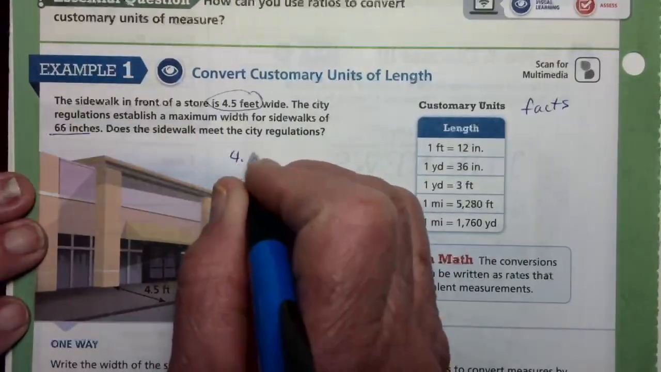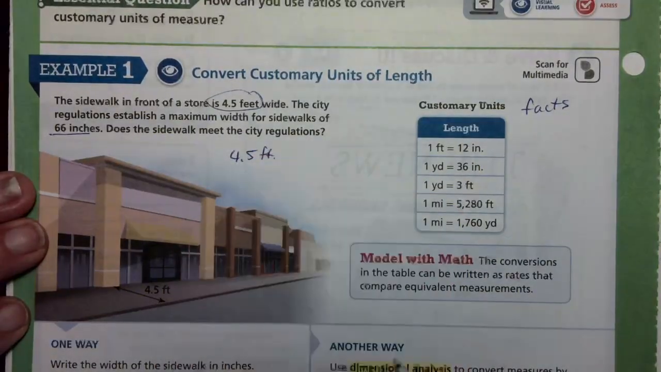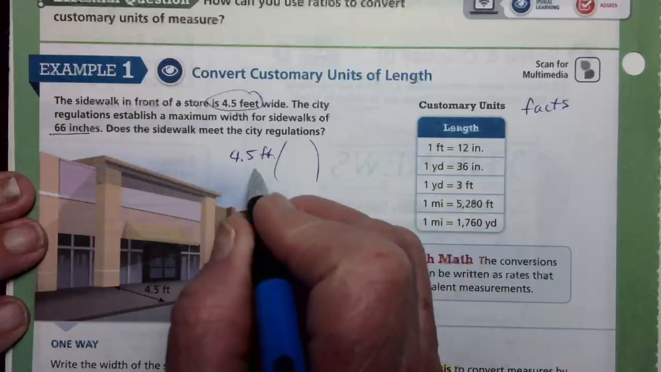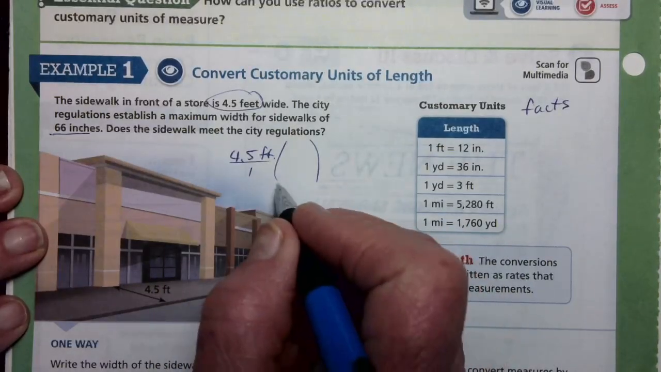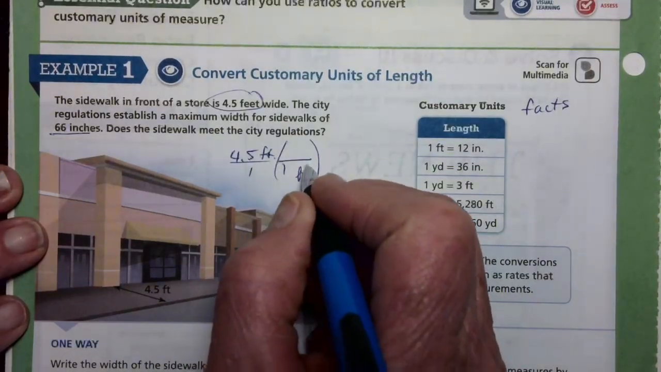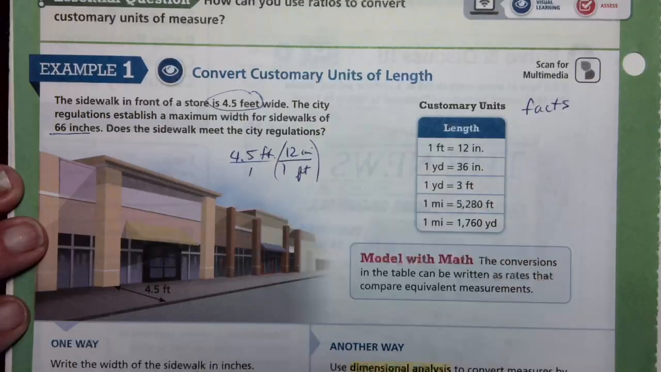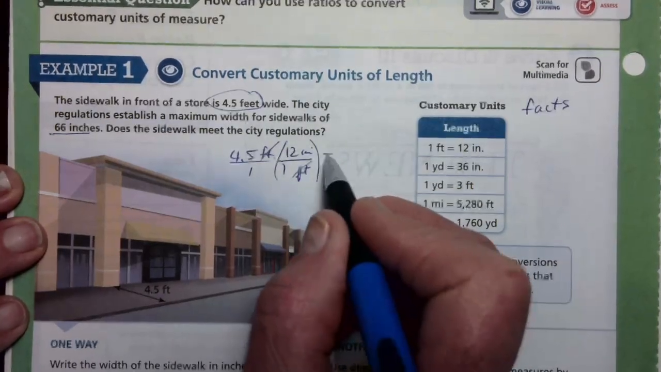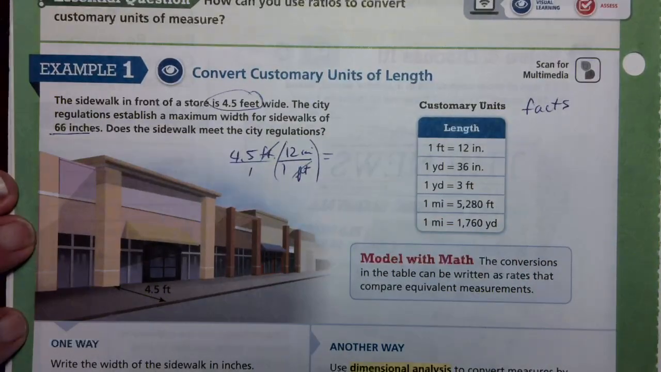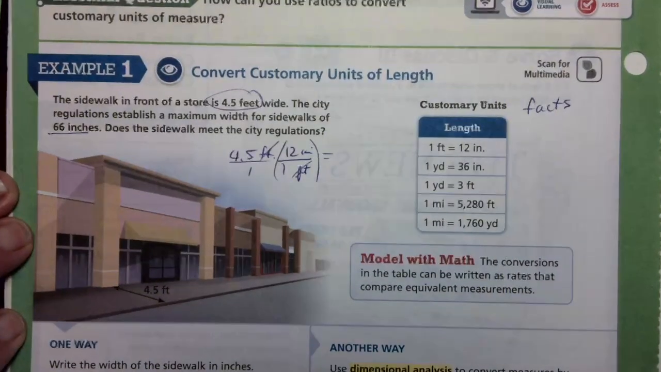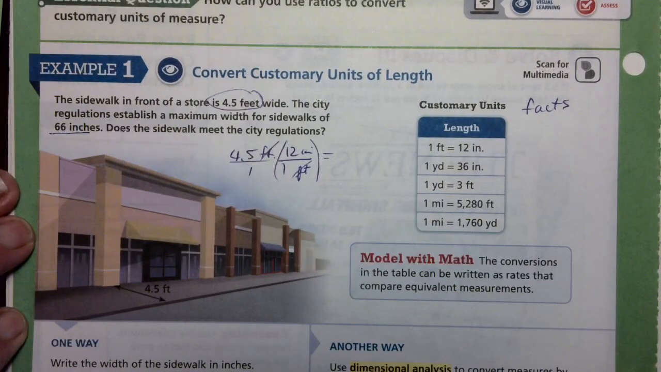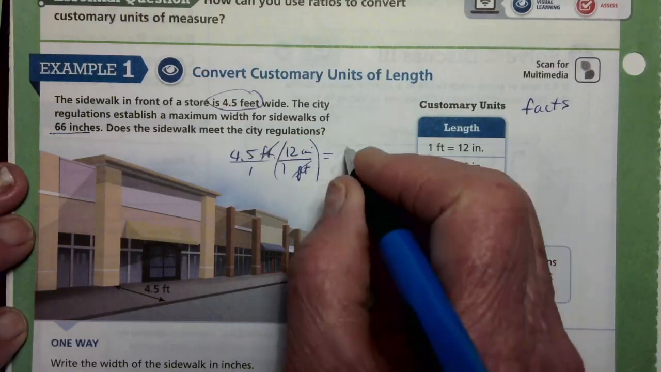We're going to take 4.5 feet, and we're going to multiply that by, in 1 foot, there's 12 inches. And mark out our feet, because we're changing it from feet to inches. We're going to take 4.5 and multiply it by 12. And I get 54 inches.